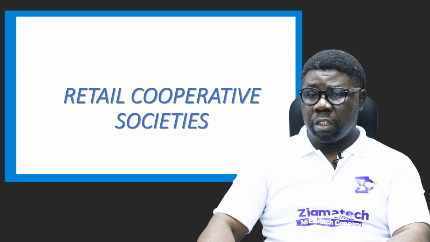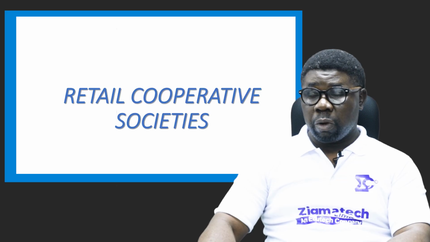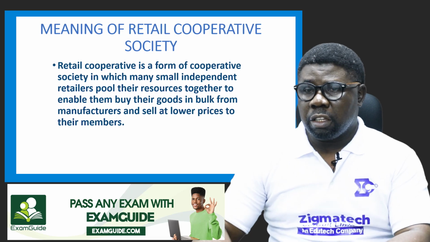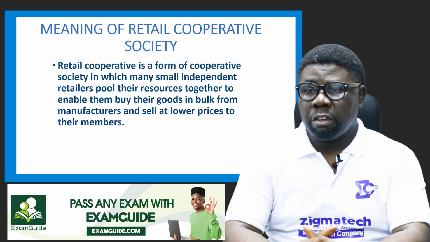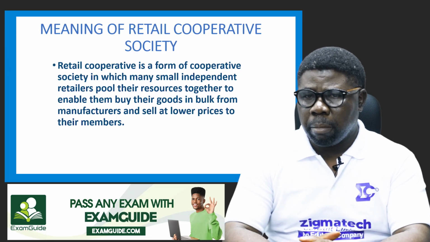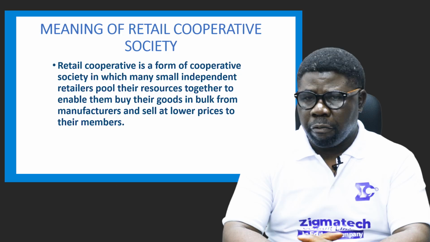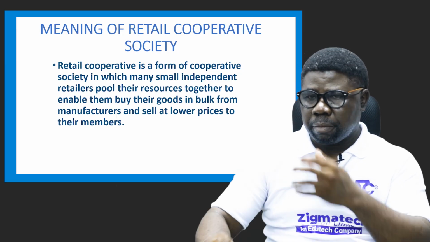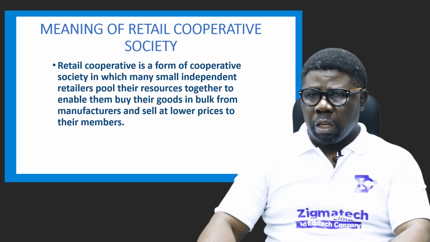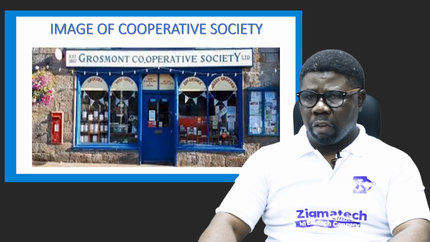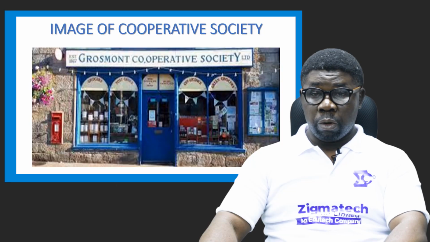Retail cooperative society is another consideration we have here. Now, what is it? This is a form of cooperative society in which many small independent retailers pool their resources together to enable them to buy their goods in bulk from manufacturers and sell at lower prices to their members. This is an example of retail cooperative society that we have seen. Of course, these are the ones that started at the earliest, the cooperative societies that we know in the world.